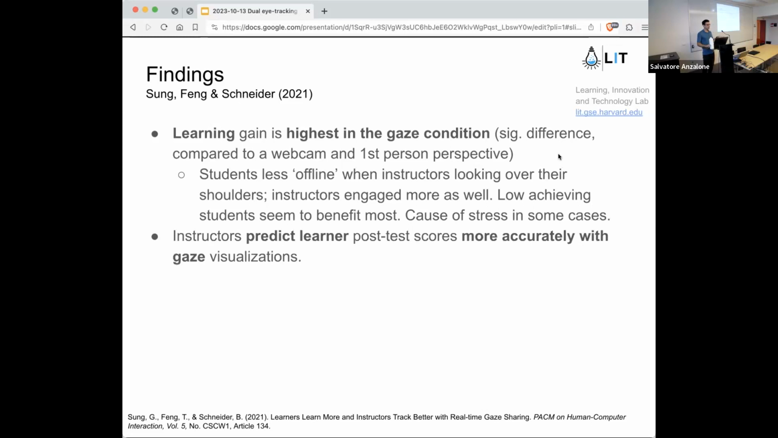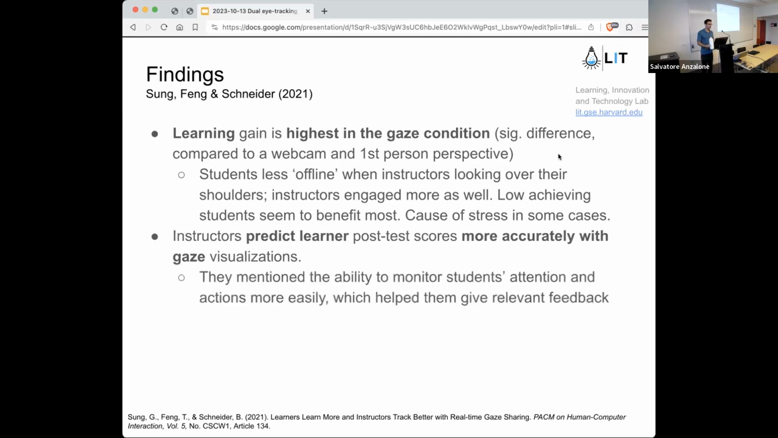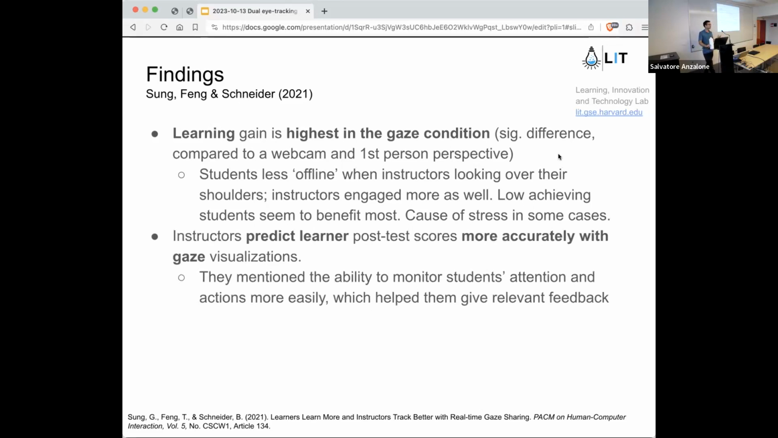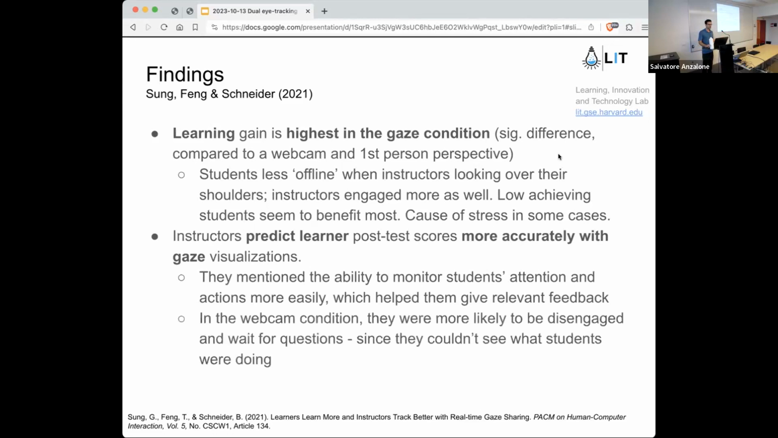We also found that the instructors were able to better predict the post-test scores with the gaze visualization. So they felt like they were better able to monitor what the student was doing and also give better feedback. Because they could see when students were making mistakes, if they were developing misconceptions, if they were getting stuck, if they were getting confused about a concept, and they could jump in to provide just-in-time explanations.